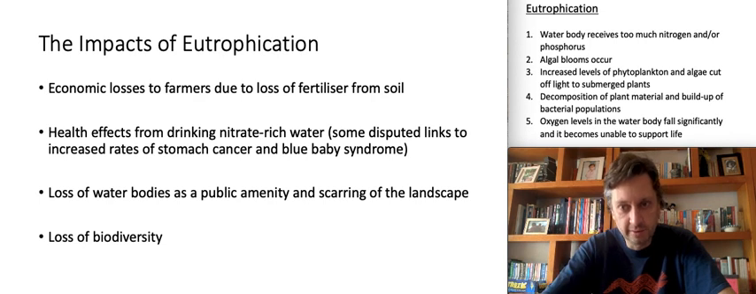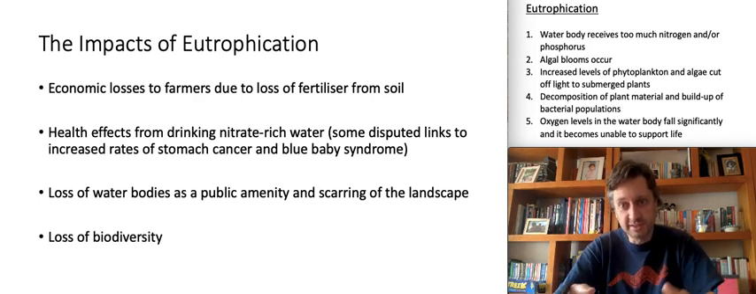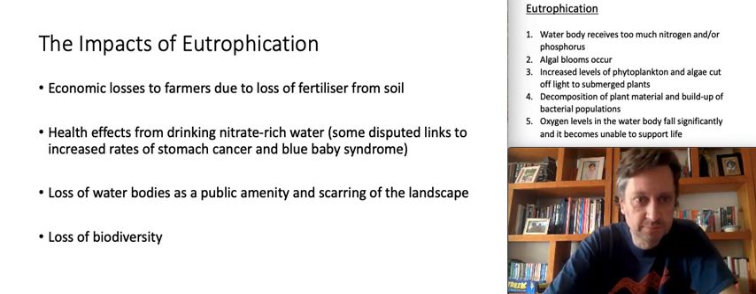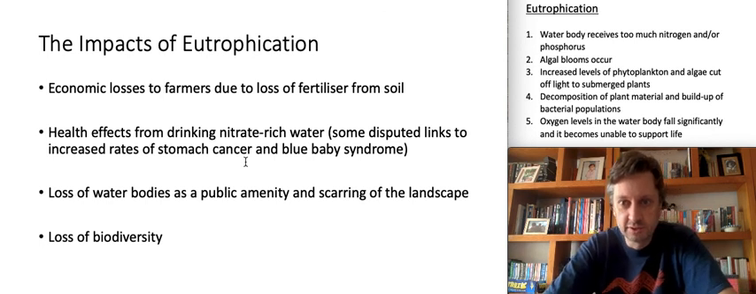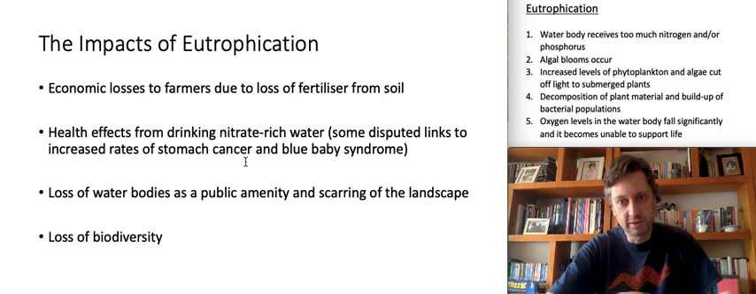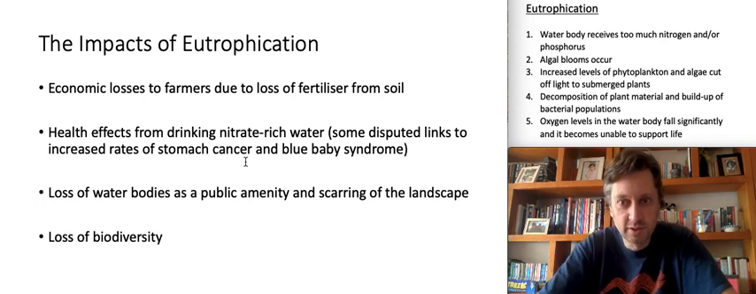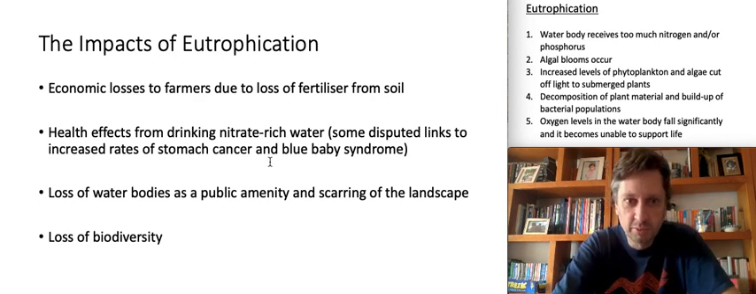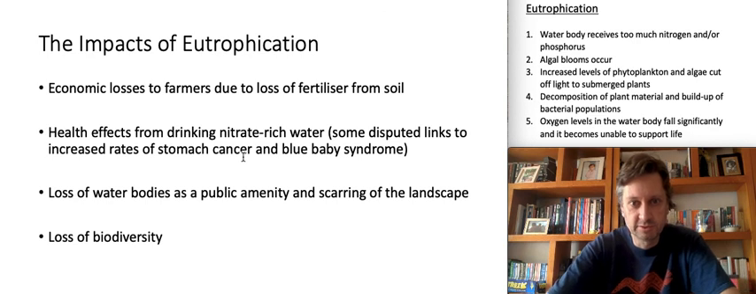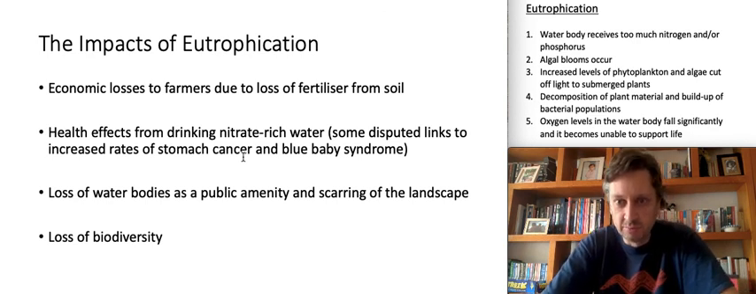They need to avoid the rainy seasons to try and avoid that washout. There can be health effects from drinking water that's rich in nitrates. So in some cases, the water bodies that are affected by eutrophication might be reservoirs where water is taken for human consumption. There's a bit of controversy in the science about what that actually causes to human health, but it seems like it could cause increases in stomach cancers and blue baby syndrome, where babies are born with very low levels of oxygen.